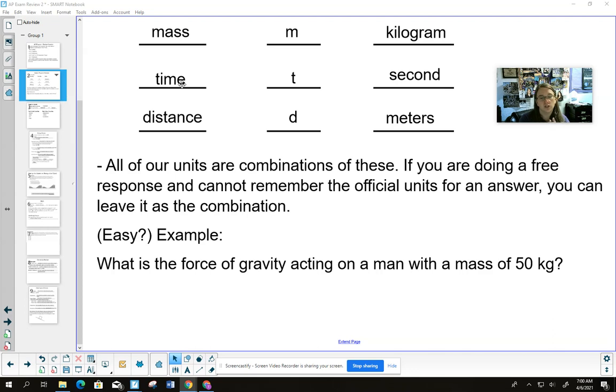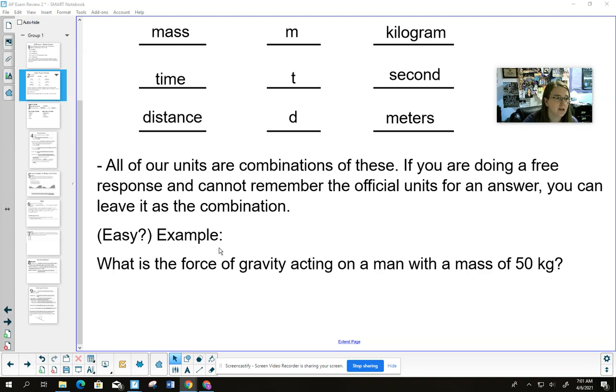They're actually combinations of these, right? We've got newtons, we've got joules, we've got watts. They're all combinations of these things. Now, if you're doing a free response, for example, and you can't remember what the units are supposed to be for something, say we're going to talk about energy in a little bit, if you can't remember the units for energy, you can leave it as that combination without saying it's joules, which is actually the unit for energy.